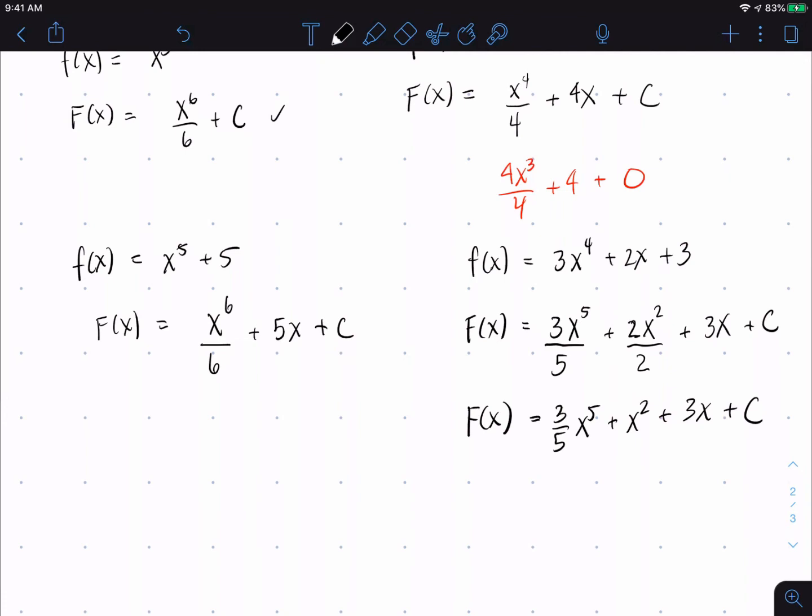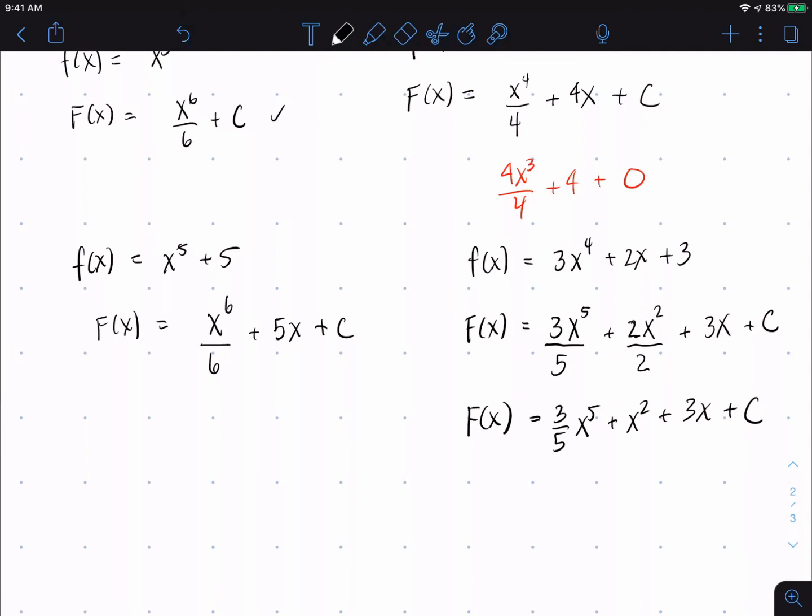All right. So that's just the gist of the antiderivative. Now let me use it in a word problem for you, because I think that will be so much more fun. Okay? Any questions on it, just to make sure before I move on?